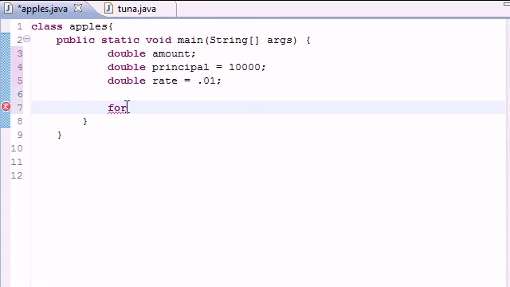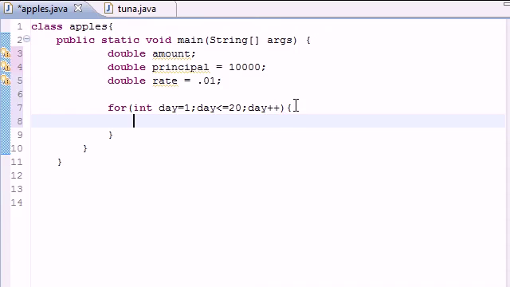All this for loop is going to do is say how long you want to run it for. Int day, we want to start with the first day, and we want to go to day 20. We can go to whatever we want, just put less than or equal to 20, and put day plus plus. All this says is start on day 1, give me all the information from day 1 to day 20. That's all this does.